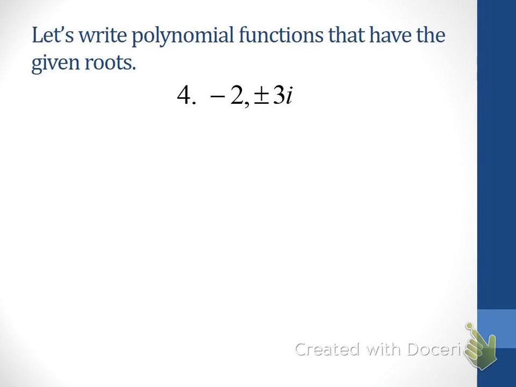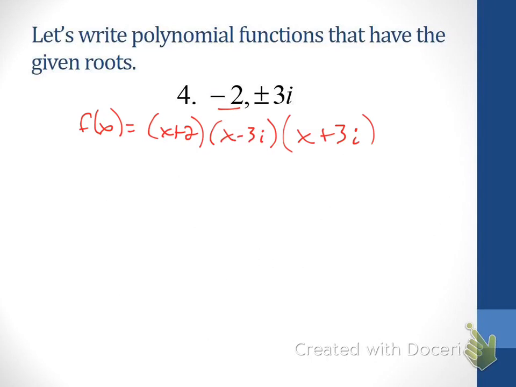Again, just re-emphasizing that if I want to write the function f of x equals, so if this is a solution, that means it came from a factor of x plus 2. If 3i is a solution, then that came from a factor of x minus 3i. And if negative 3i was a solution, it's going to come from x plus 3i. I'm going to multiply the two imaginary factors together first, because that's going to simplify down pretty nice.